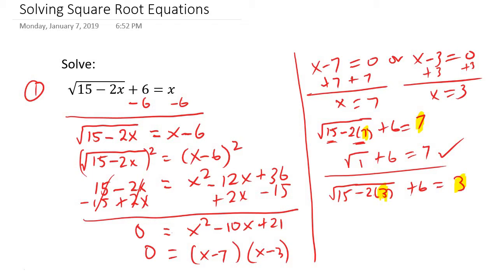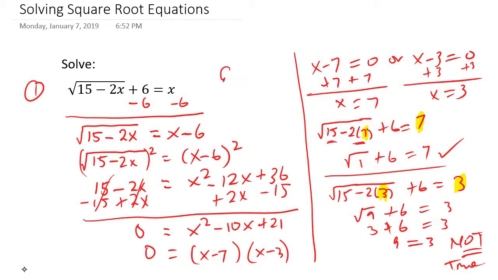So we'll see 15 minus 6 is 9, okay? So square root of 9 plus 6 equals 3. Now 3 plus 6 equals 3. 9 equals 3. No, that is not true. Not true. So the only valid solution is x equals 7. So our solution to this is only x equals 7.